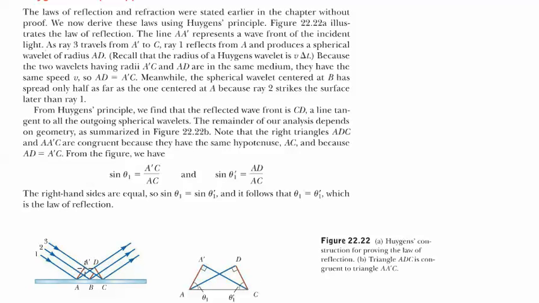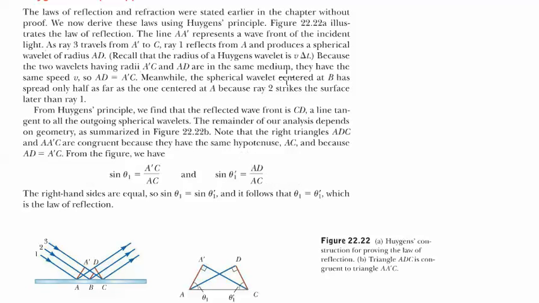So while this wave is going from here to here, this wave is going from there to there. And recall that the radius of a Huygens wavelet is v delta t. Because the two wavelets, having radii of A prime C and AD, are in the same medium, they have the same speed v, so AD equals A prime C.